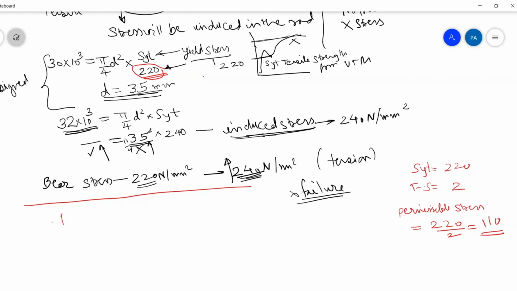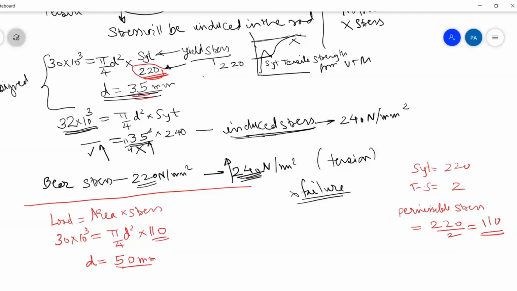Again I will write the formula: load equal to area into stress. Load is 30 into 10 raised to 3. Area is pi by 4 d square. And stress is 110. Now see here, earlier it was 220. Now I am taking only 110. So the diameter value that I will obtain will not be 35. It will be somewhere around 50 or 55. Any random value, we are not calculating this.